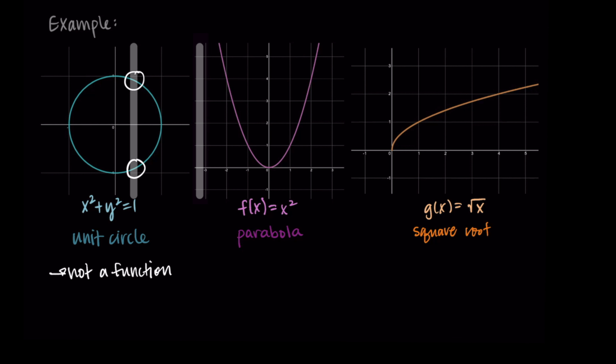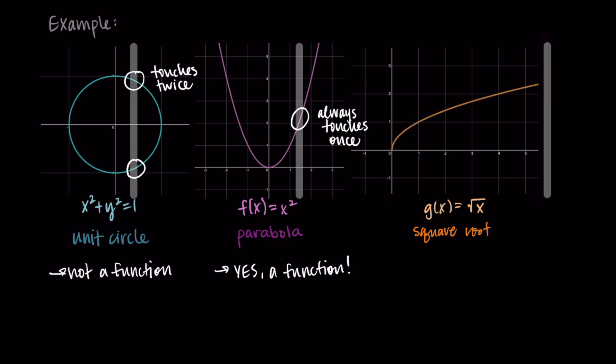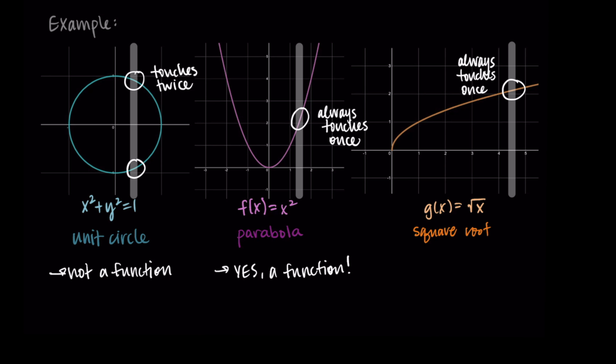However, if we try this now with the parabola, you'll notice that every vertical line touches the graph only once. So it's always touching just once, whereas the vertical line on the unit circle is touching twice. So while the unit circle is not a function, the parabola is a function as determined by the vertical line test. We can repeat this again for the square root function. We can see every vertical line intersects the graph only once, and so this is also a function as determined by the vertical line test.